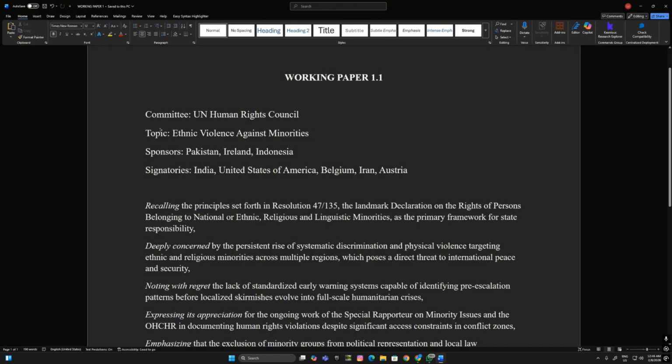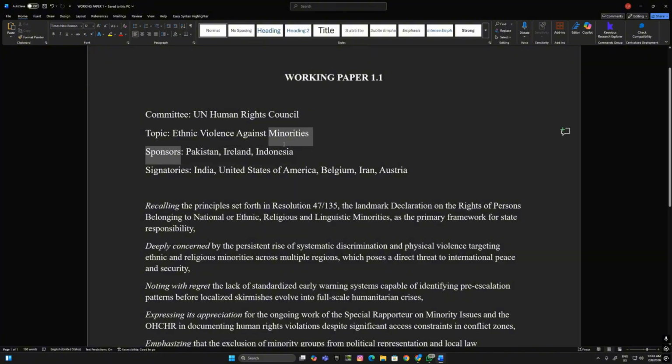Right, you've given the heading. Next, these four things are the only major things that are required for you to create a working paper. You include the committee. For this, we have the UN Human Rights Council. Then you have the topic, which we have chosen to be ethnic violence against minorities. Next, you have a sponsor, and then you have a signatory.